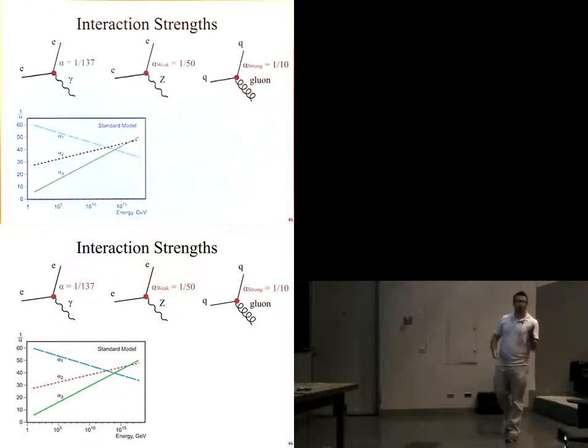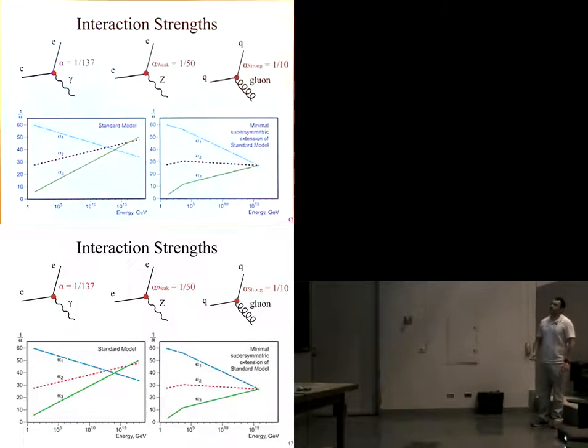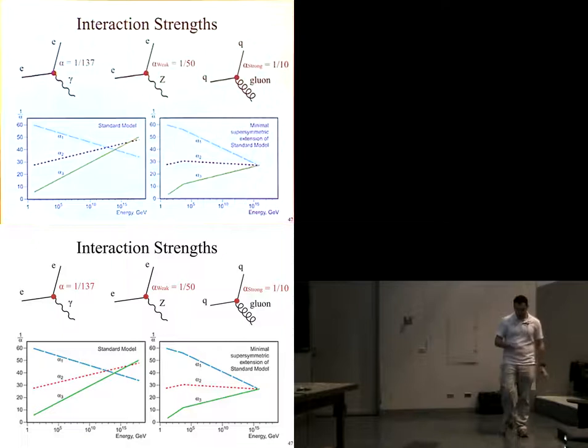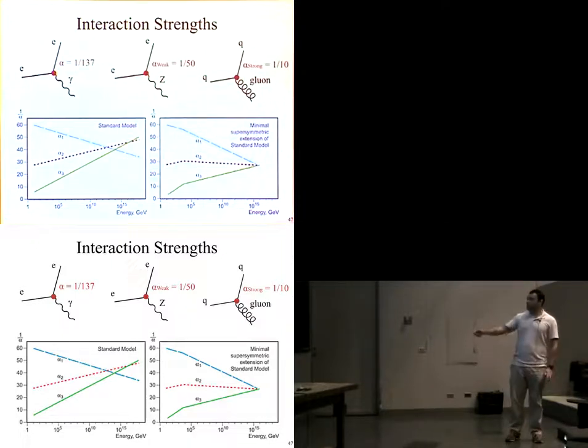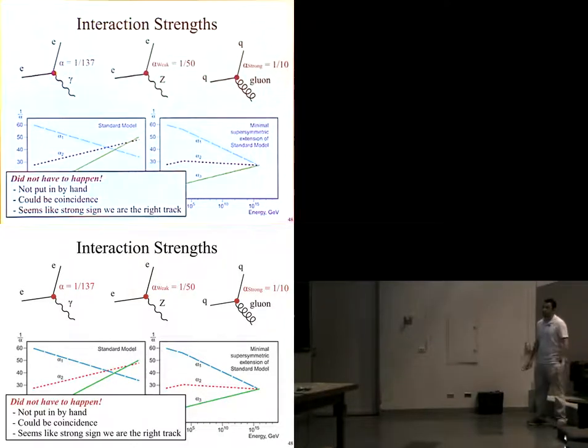But they don't quite meet, right? So if they really came together, you might really start entertaining the fact that they're ultimately from the same force in some way. But in the standard model, there's a near miss, right? It doesn't quite work. However, in ideas with supersymmetry, so an extension of the standard model that has supersymmetry, they actually do meet at a point. It's a very high precision. I think it's a precision of 1%.